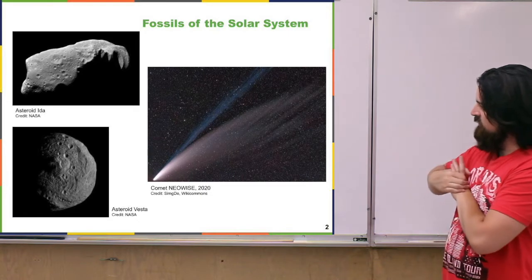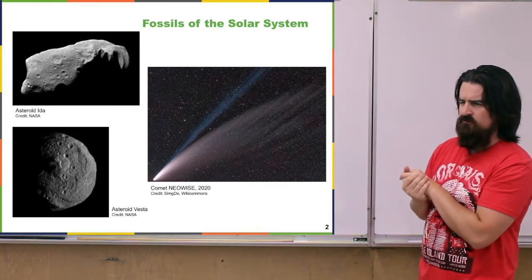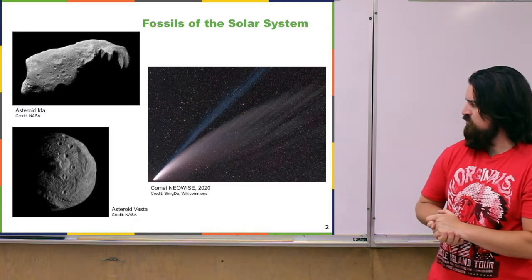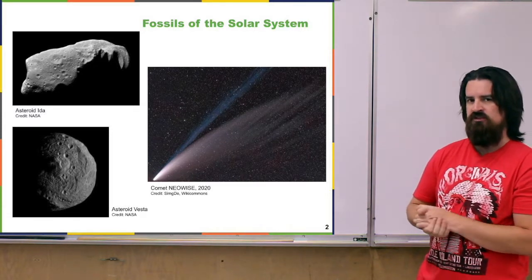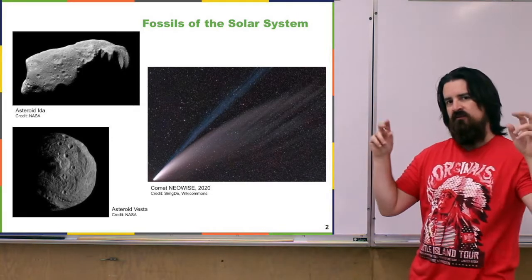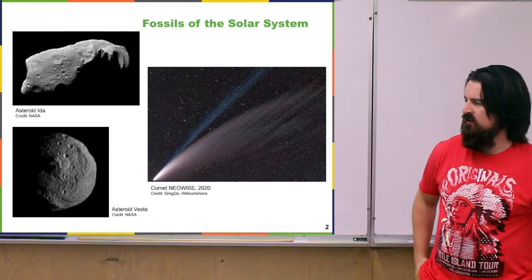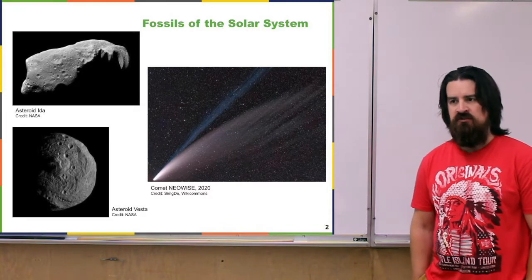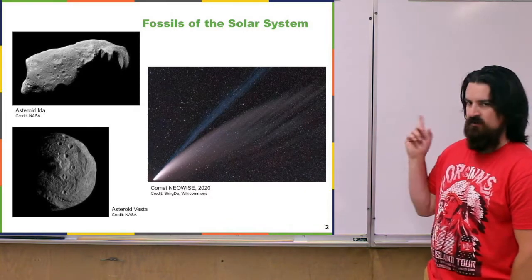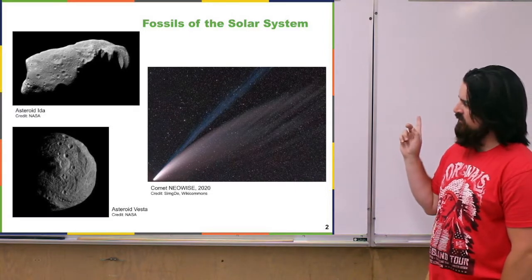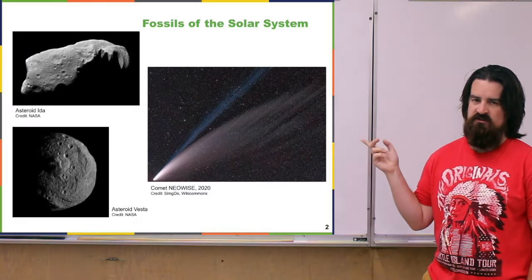Over here we have Comet Neowise, I'm not sure how to say it. But this is a fairly recent comet, 2020, you might have seen it, or seen pictures of it when it was around that time. These things are sort of like the fossils of the solar system. And one very powerful way of investigating the early solar system is to investigate objects like this. Because, for the most part, they have not really changed much since the beginning of the solar system.